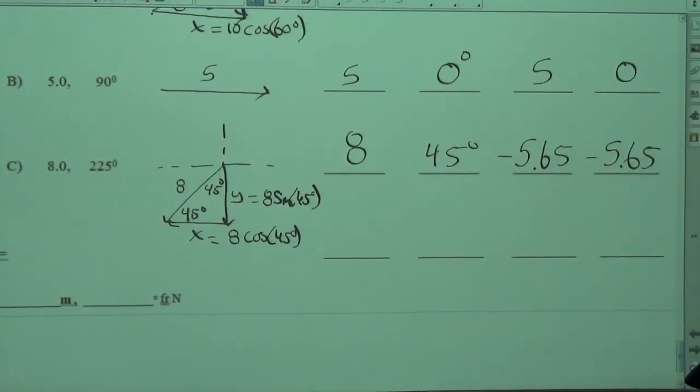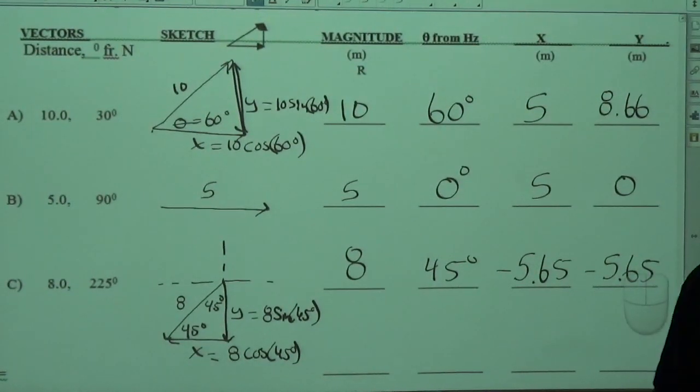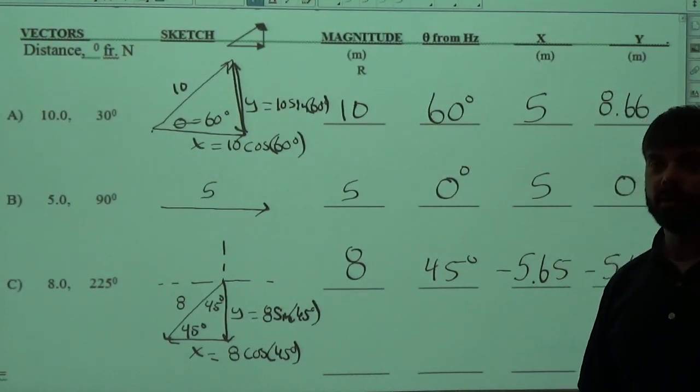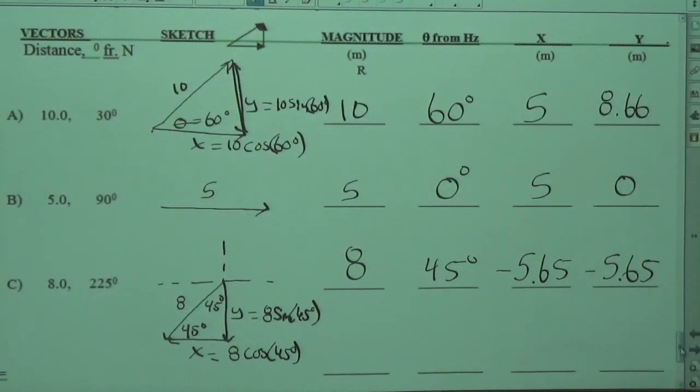Now, I'm going to sum up the components from up above. You would do the same process here if we had 5 vectors or 20 vectors. The only ones we can directly add together are the x's and the y's because they're the only ones that are collinear. They're the only ones pointed in the same direction. So I'm going to go through and basically do that.